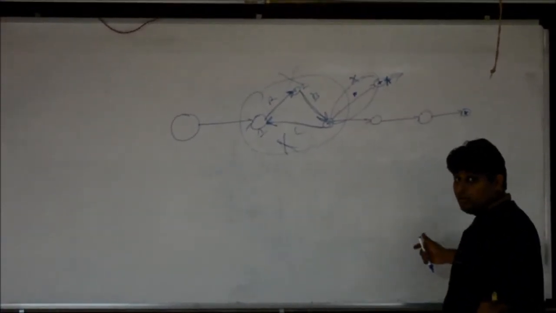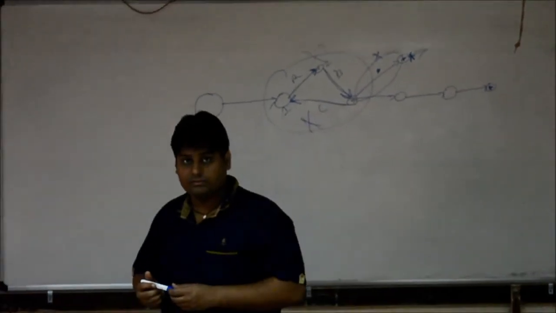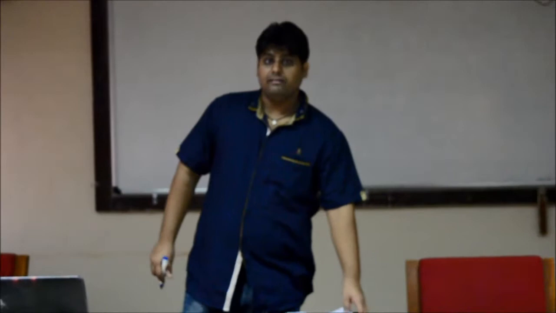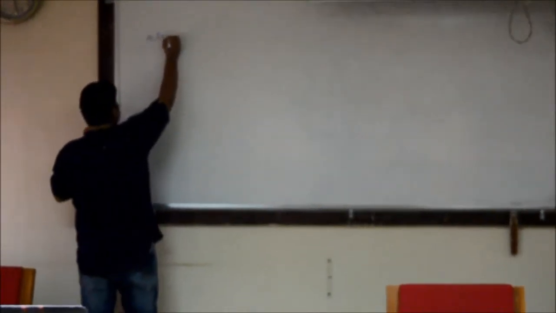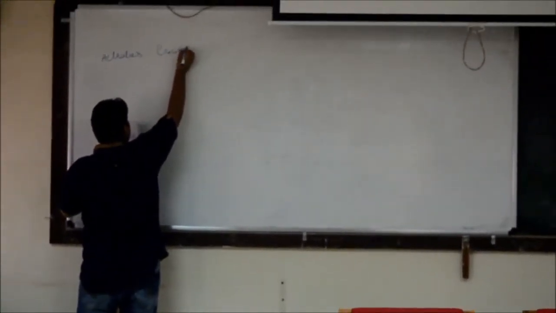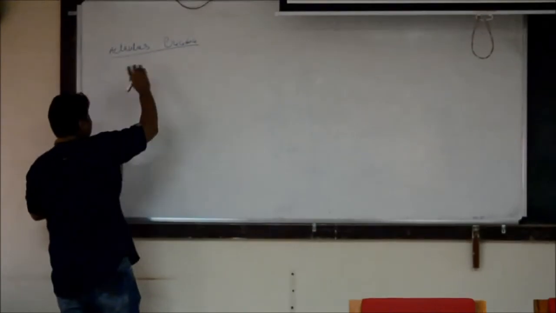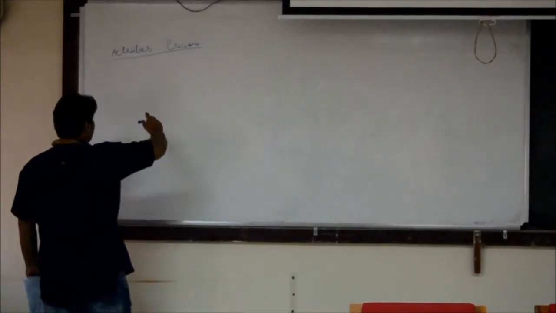So after this, we will go for one problem: how to make the network diagram. Let's take one example. These are activities, and here we will write precedence. Precedence is the activity which occurs after the completion of one activity. That is called precedence.